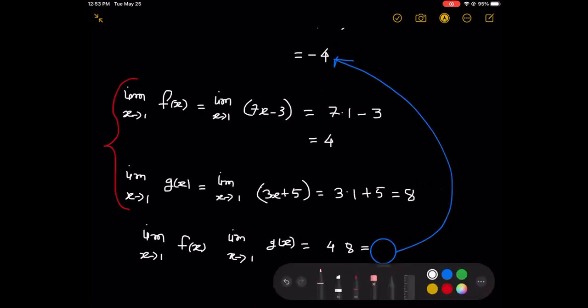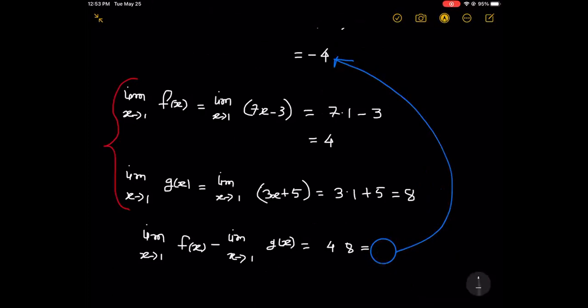So it will be minus this, -4, and once again you can see it's the same. Do you agree? Yeah. Now, any question from this?